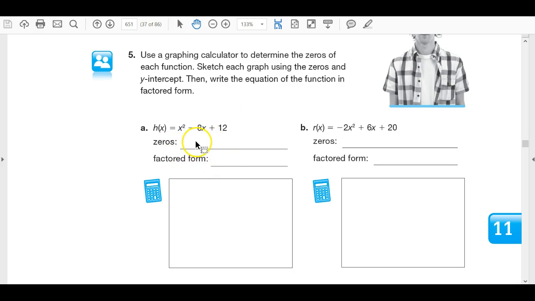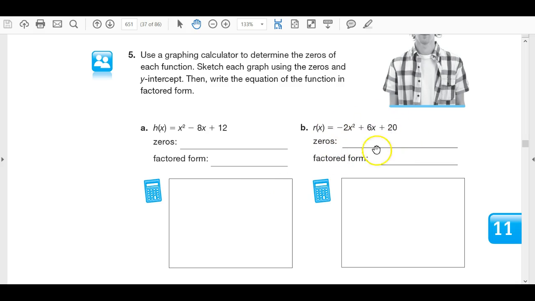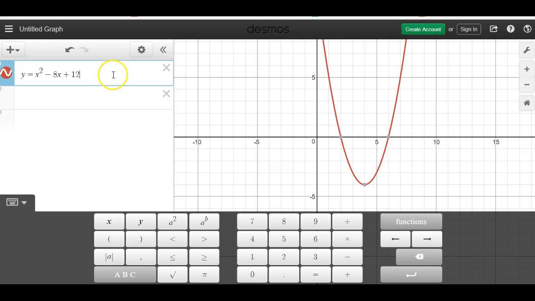Okay, the zeros would be at 2 and 6, so we can write the factored form. You can draw it out. Here we're going to get one that's a little bit different. I want you to take a look here and see that it's a little bit different. I can see some things here that should be cluing us in already, but negative 2x squared plus 6x plus 20. So here we go.